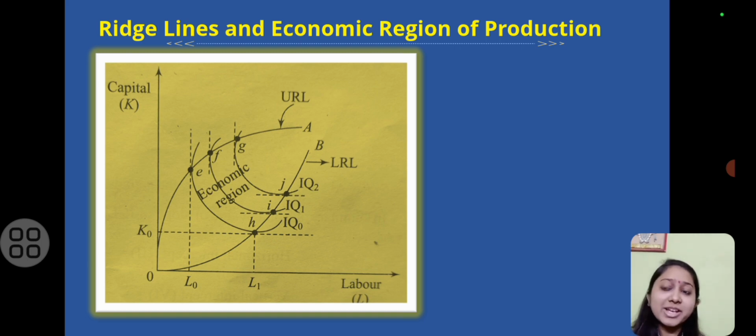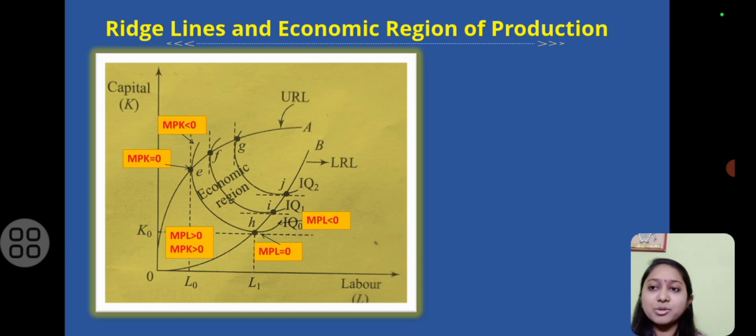Between two ridge lines, we get the economic region because that is the zone of substitution. That is where we can substitute labor for capital as seen in earlier slides. And beyond this region, it is an uneconomic region because the same output will be produced with more of both the inputs, which is not feasible for any producer.